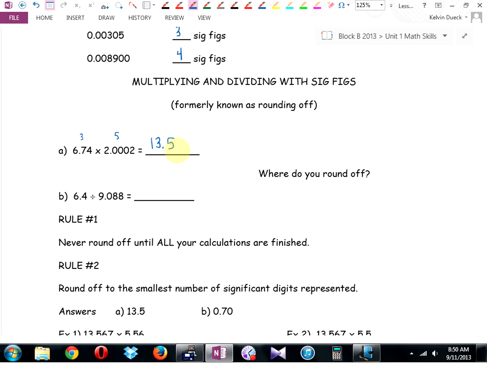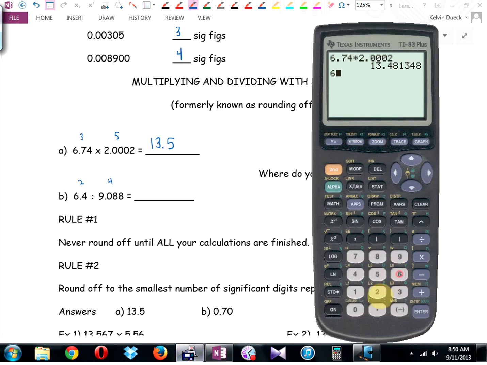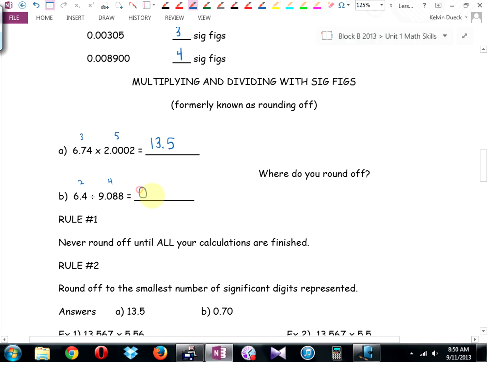In other words, for part B, how many sig figs in the first number? 2. How many in the second one? 4. I'm going to go to 2 sig figs. I'm going to type it in as is. I never round off until after I do the calculations. And this is going to be 0.7. I'm going to stop here, and I'm going to ask, does the 0 stay a 0, or does it round up to a 1? What's next to the 0? So this is going to be 0.70, 2 sig figs. And that 0 is significant because I know it's a 0.